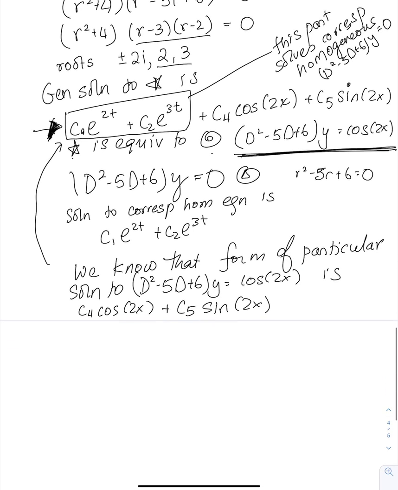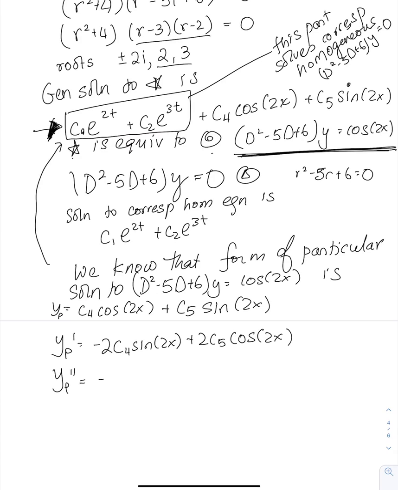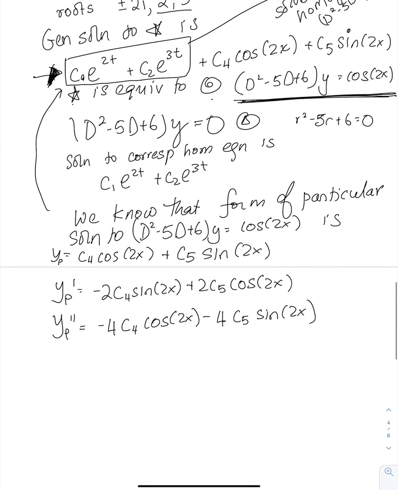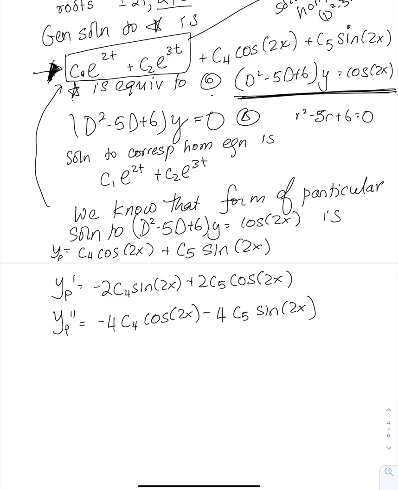And now to actually find what C4 and C5 are, we'll have to plug it in there. So we'll plug it in. Let's call this YP. YP prime will be minus 2C4 sine 2x plus 2C5 cosine 2x, and YP double prime will be minus 4C4 cosine 2x minus 4C5 sine 2x.